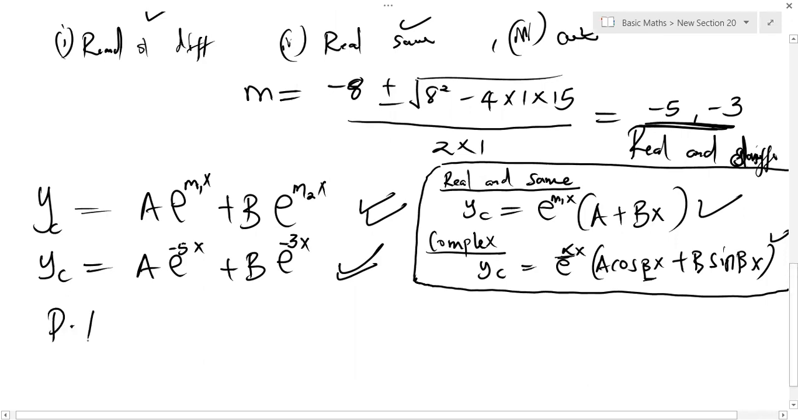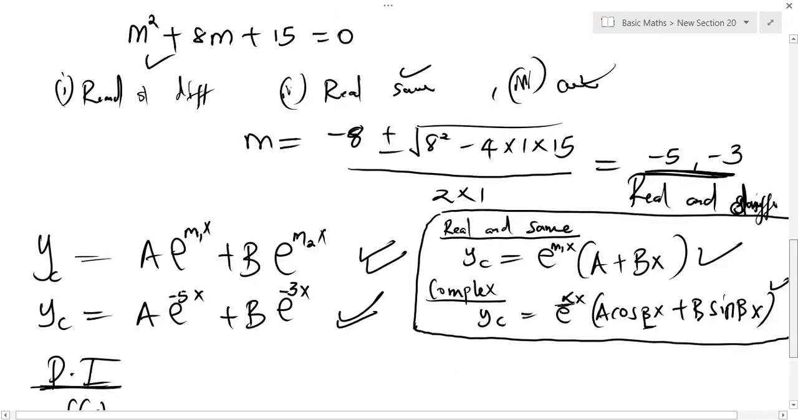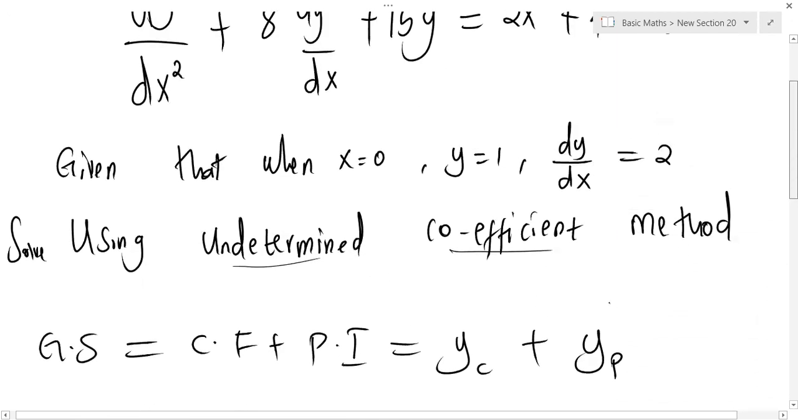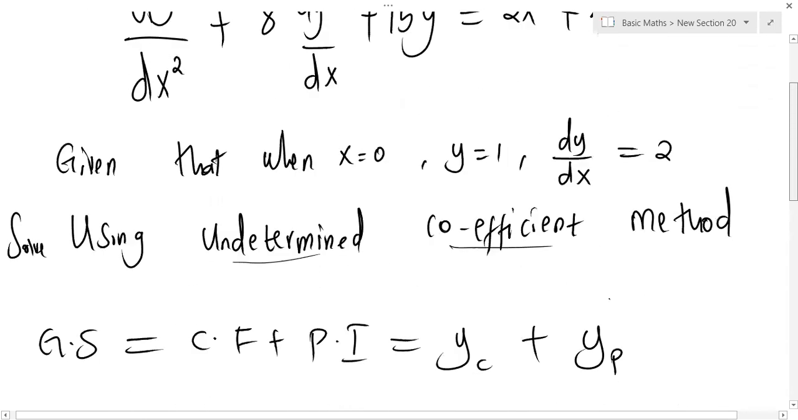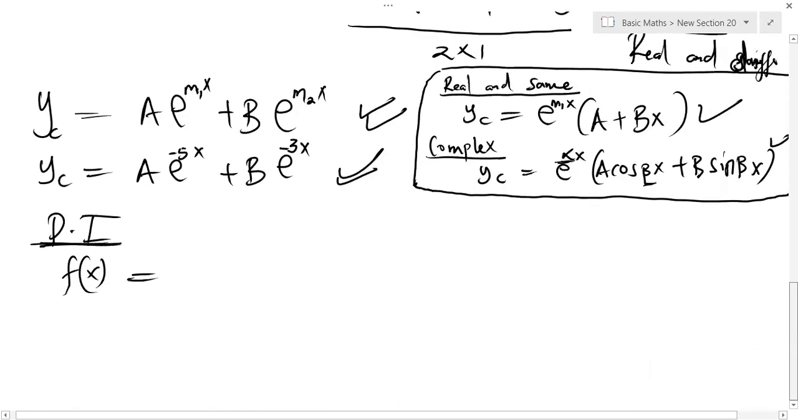Now, to get the pi, we consider the right-hand side, that is the f of x. Now, what is our f of x? Our f of x is a polynomial of degree 2. It is 2x squared plus 4x plus 5.